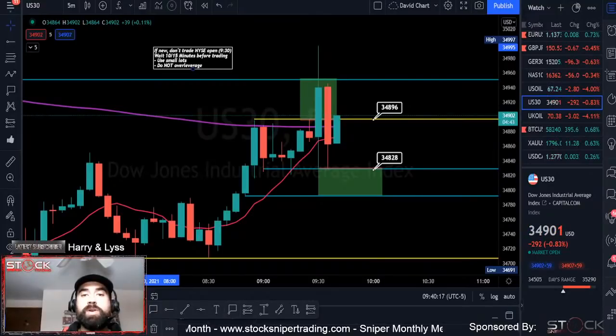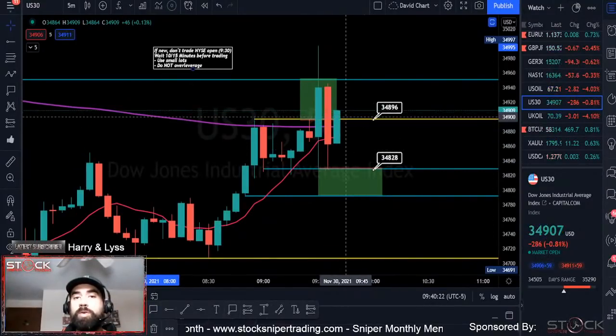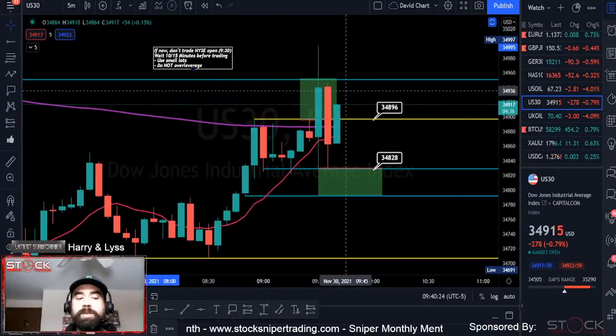Okay, look at this, guys. So here's your reversal here. No confirmed entry back down on US 30. So you're having overall bullish continuation.